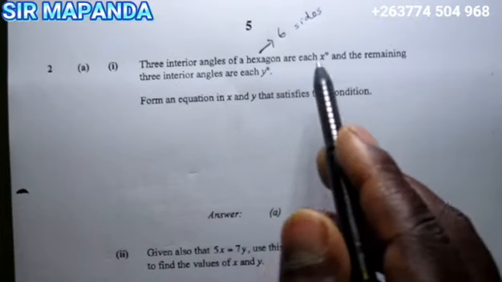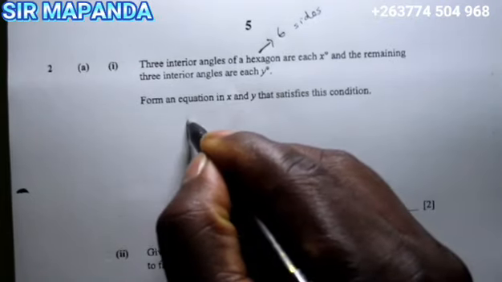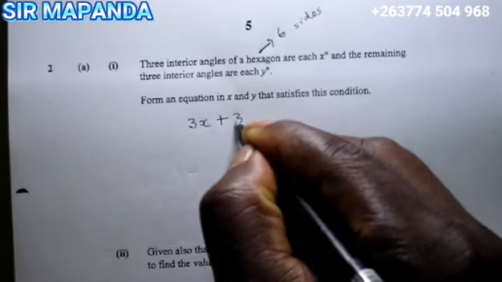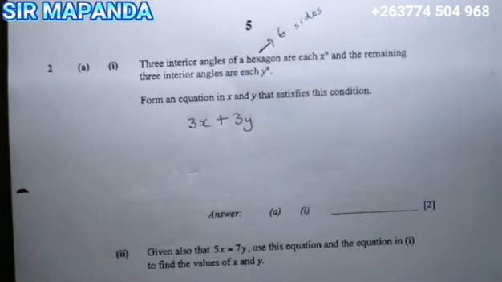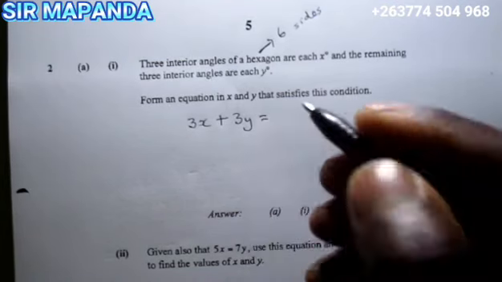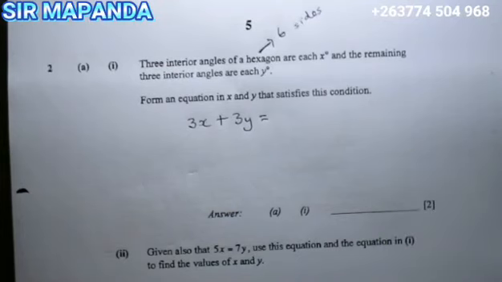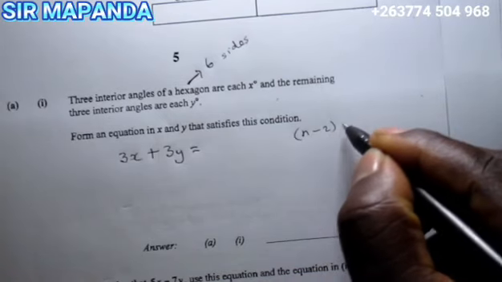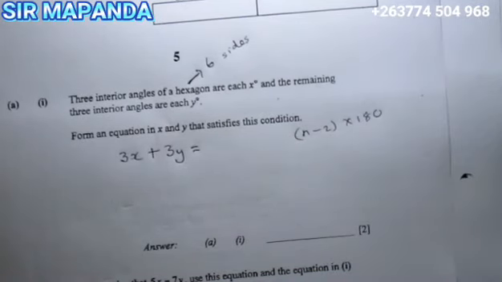So since we have 3 angles which are x degrees, we are going to write 3x here. I hope you are following, class, right? Then we also have 3 angles which are y degrees. So 3x is going to be added to 3y to have the sum of interior angles. You need to equate this to the sum of the interior angles of a hexagon, which is found by this formula, n minus 2 times 180, where n is the number of sides of the polygon.